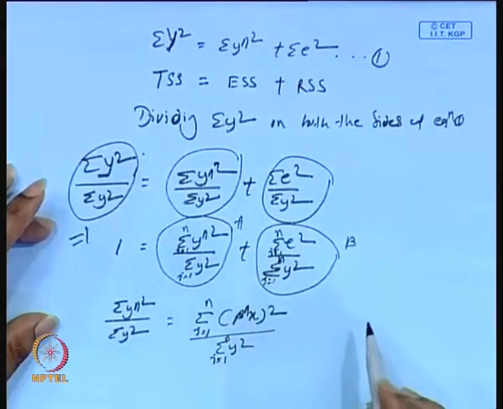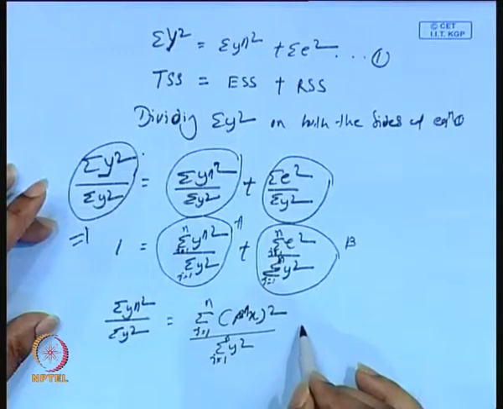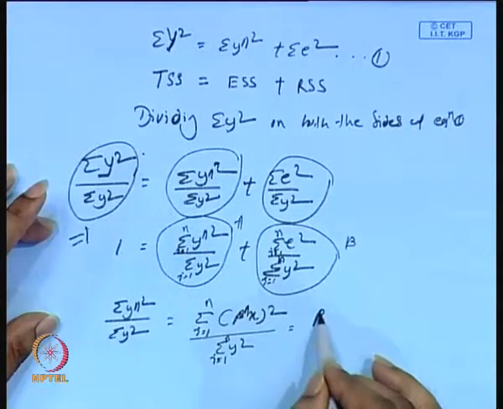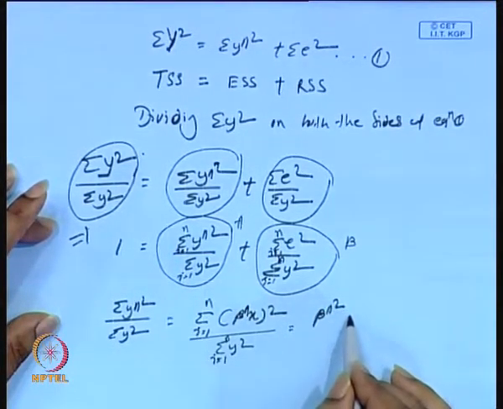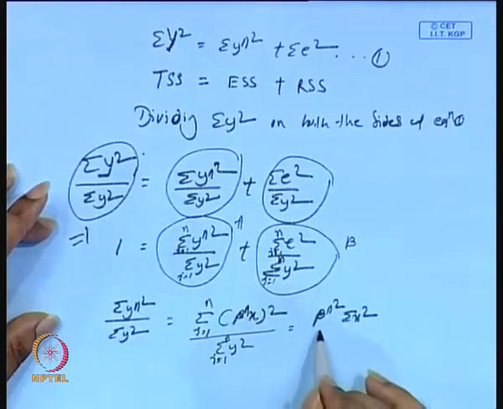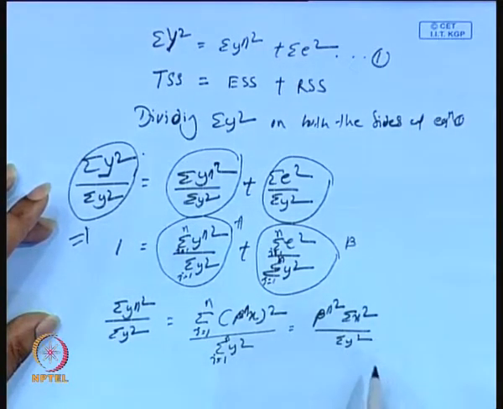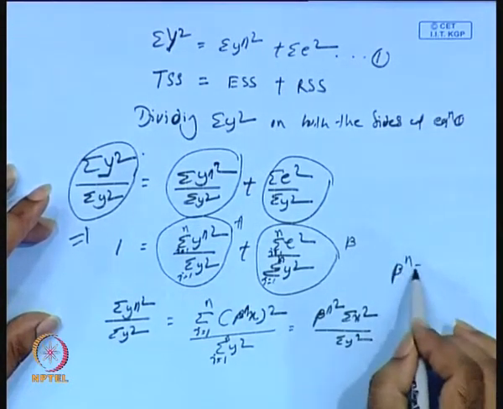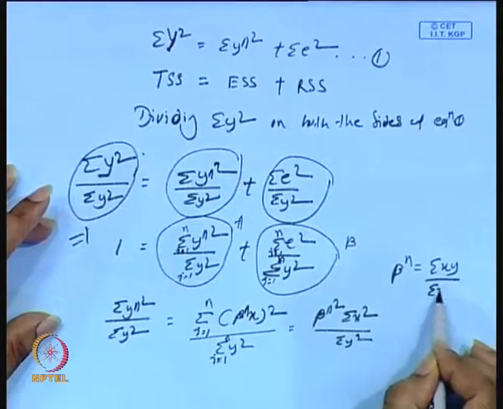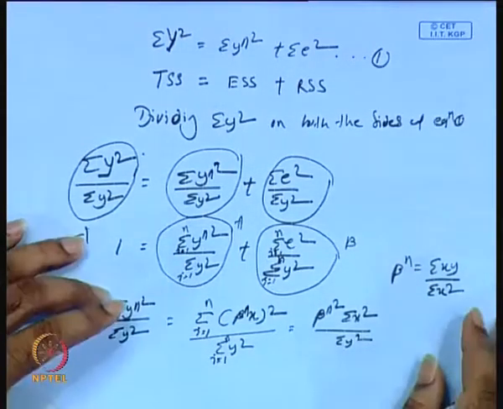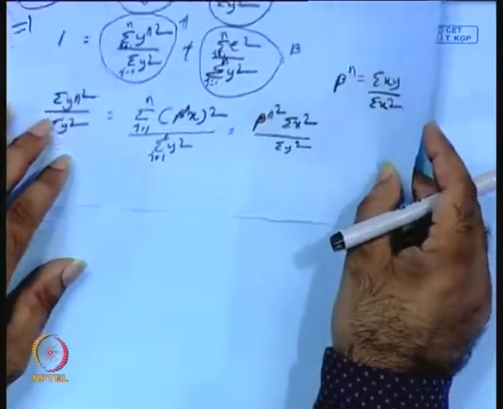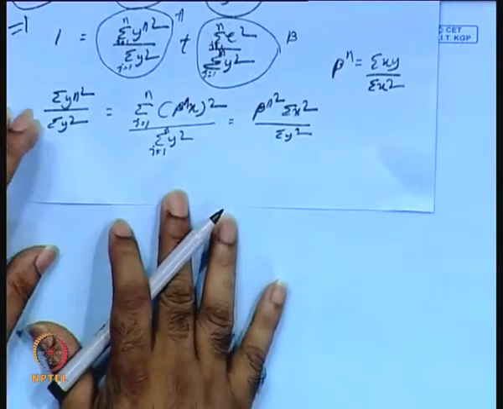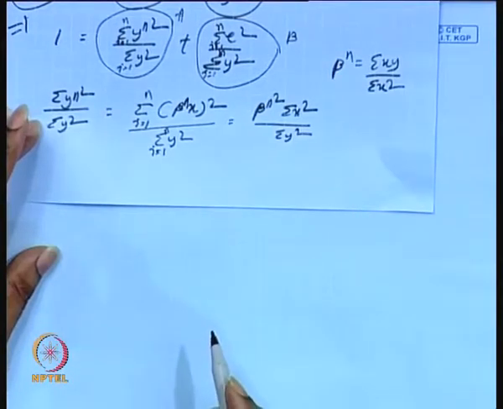Now what is beta? If we simplify further, it is nothing but beta hat squared times summation x squared divided by summation y squared. Now what is beta hat? Beta hat is equal to summation xy by summation x squared. Now you see here, if you simplify further, then what we can do.